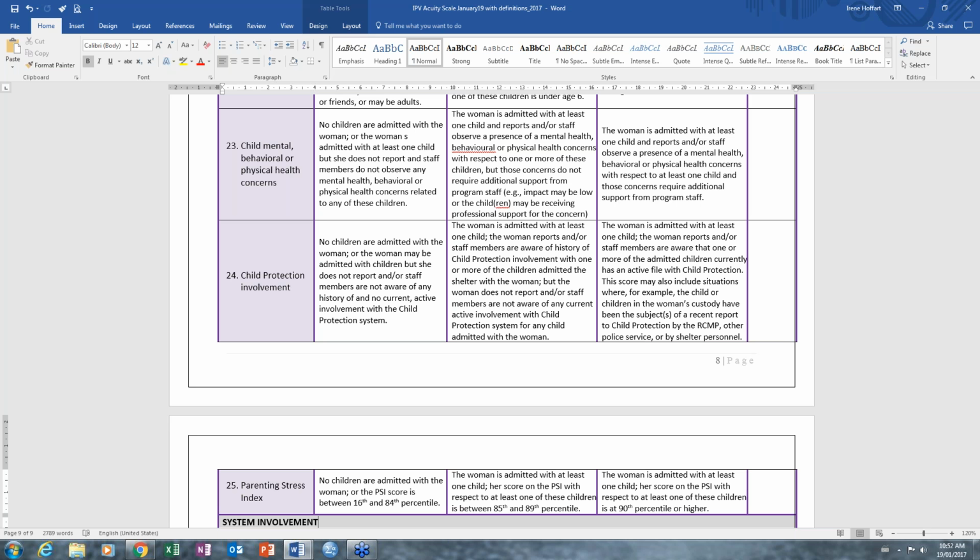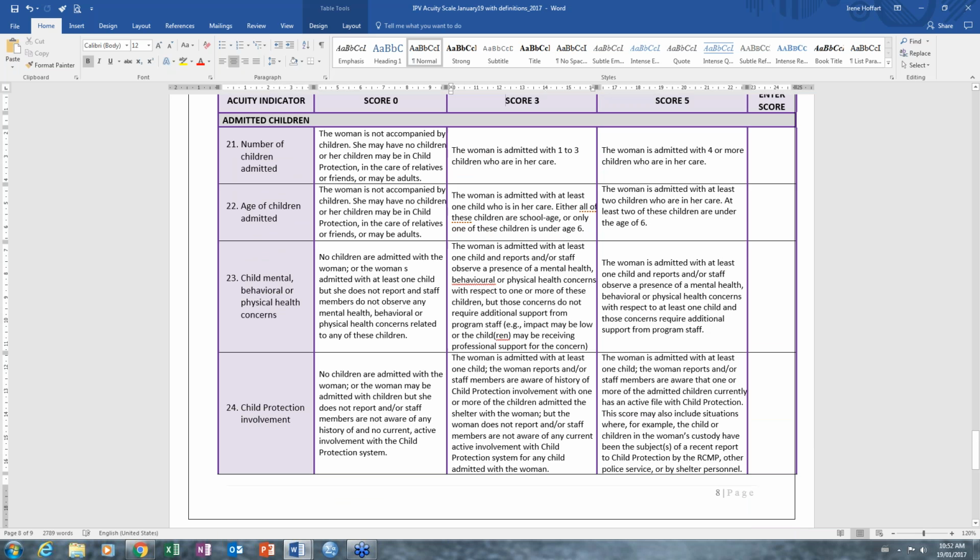So I think I'm going to stop here, Ellie, for questions. It's quite a big section on kids. So just to review it again, you don't see the whole thing there, so I'm just going to move up a little bit. We have the number of children admitted, age of children, child mental, behavioral, or physical health concerns, child protection involvement, and the one we can't see is the parenting stress index. I'll take a minute, Ellie, and then we'll wait for you to let us know when we can move forward.